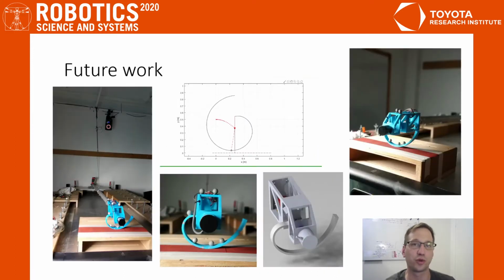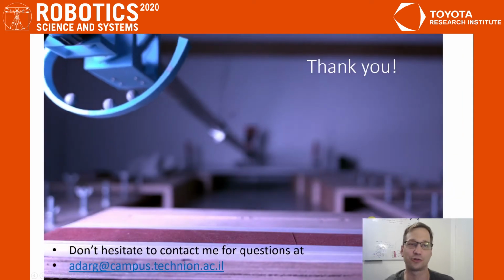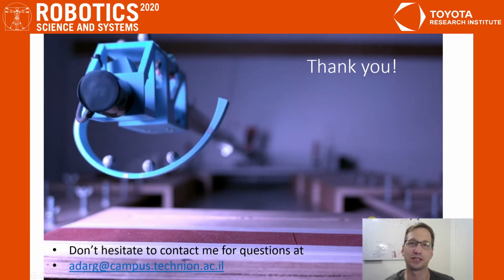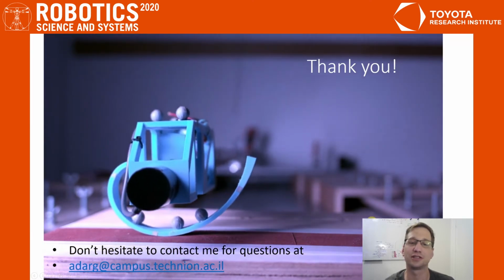In future work, we would like to verify the results we've obtained in this paper, and we already began with a mechanical design and experiments. And here you can see our robot with a special leg shape obtained from the optimization in slow motion.